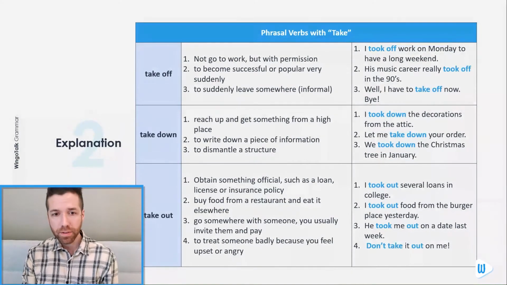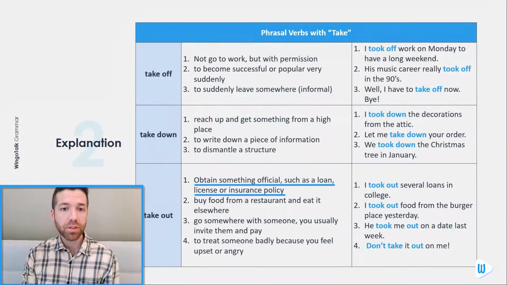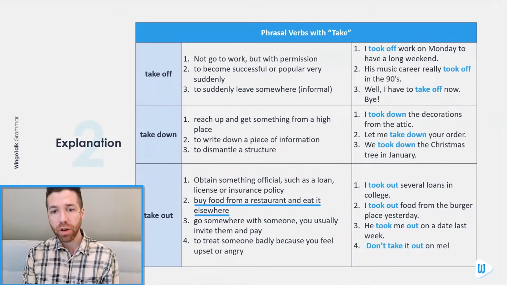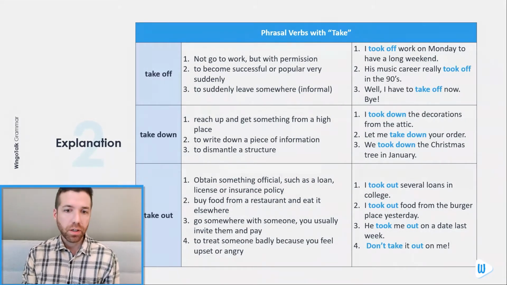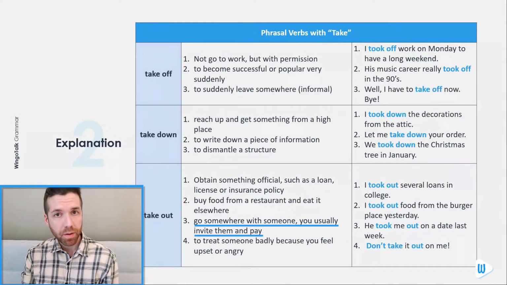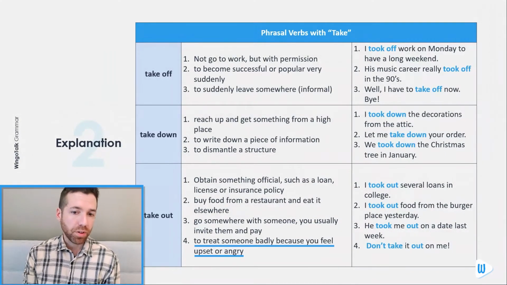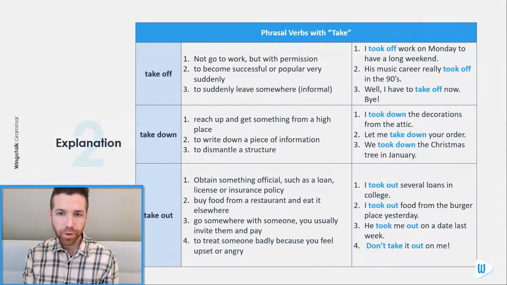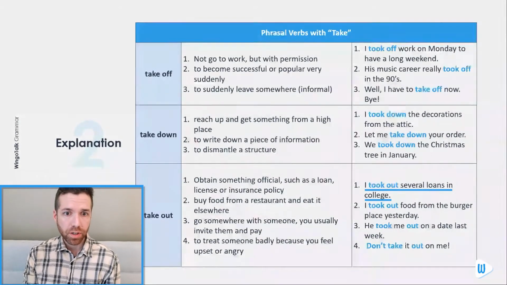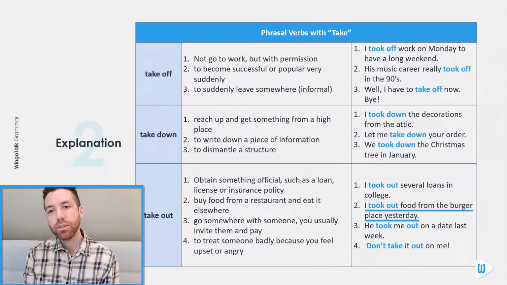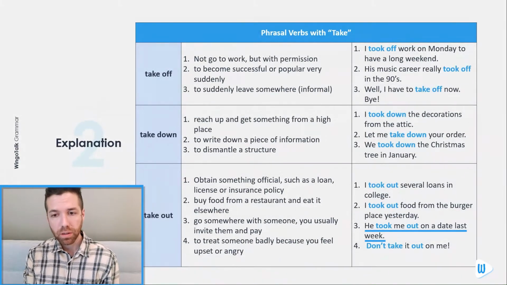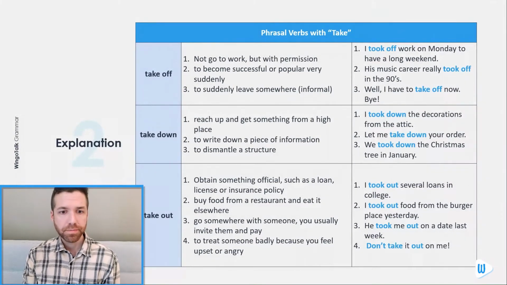Take out. 4 meanings. To obtain something official, such as a loan, license, or insurance policy. 2, to buy food from a restaurant and eat it elsewhere. 3, go somewhere with someone. You usually invite them and pay. 4, to treat someone badly because you feel upset or angry. Example number 1, I took out several loans in college. 2, I took out food from the burger place yesterday. 3, he took me out on a date last week. 4, don't take it out on me.